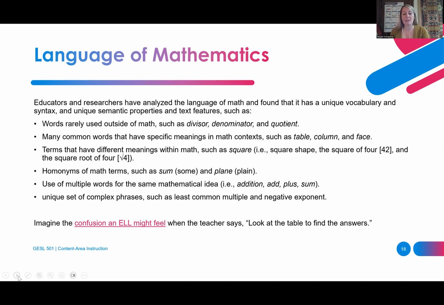Also, it entails a unique set of complex phrases, such as least common multiple and negative exponent. So again, imagine the confusion that an English learner feels when the teacher says, look at the table to find the answers. So I've included a link here. This is a video that I love. It's called Moises in Math Class. And I encourage you to watch it to understand from his experience as a newcomer English learner, what he is imagining when the teacher is teaching the class.